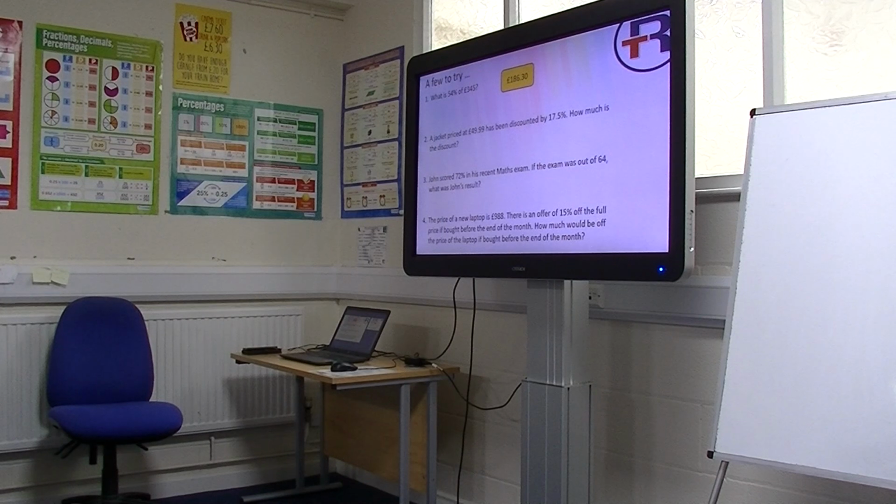A jacket priced at £49.99p has been discounted by 17.5%. How much is the discount? So what's the sum? Well, the sum is what is 17.5% of £49.99? Let's see if we can work that out.